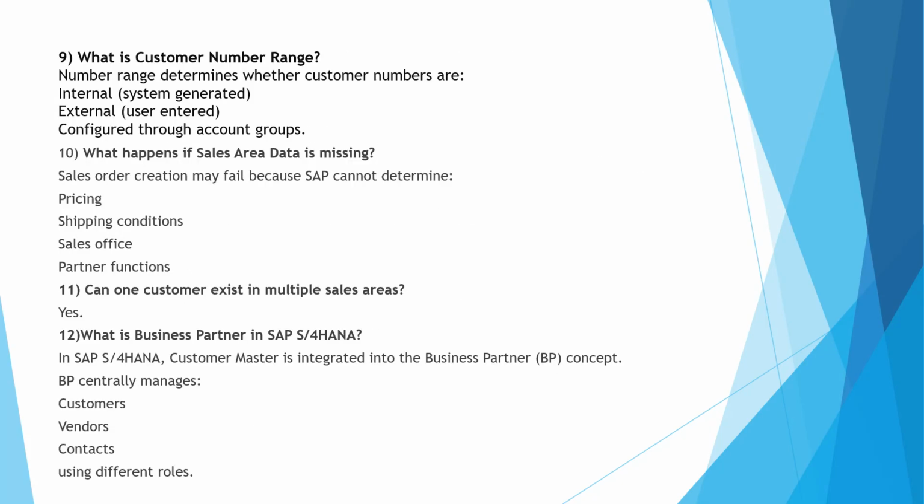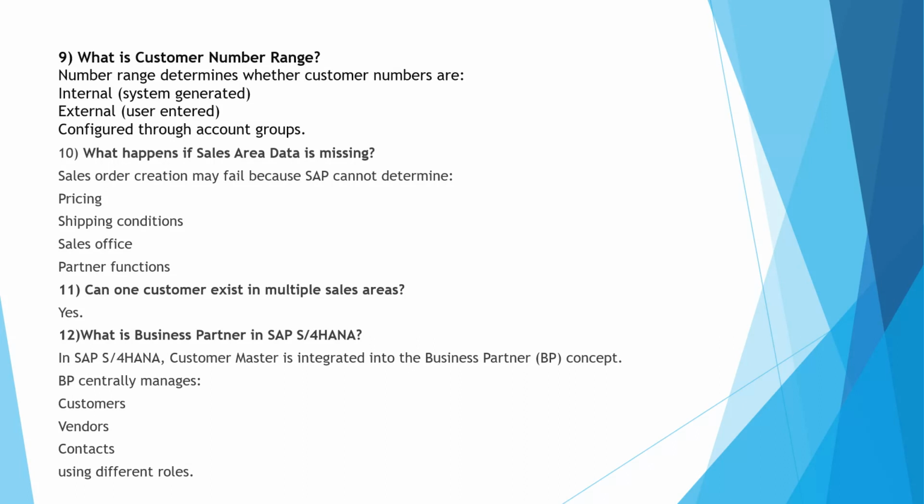What is the customer number range? The customer number range determines whether customer numbers are internal or external. I explained what internal and external numbers are. Internal numbers are system generated and external numbers are user entered. When the number range is external, if you give any number, the system will take that number and create the customer with the same number. With internal number ranges, the system gives the number within the range; you cannot enter any number and the system will not accept it. This is configured in the account groups.